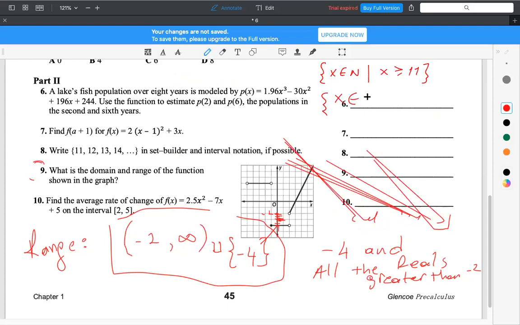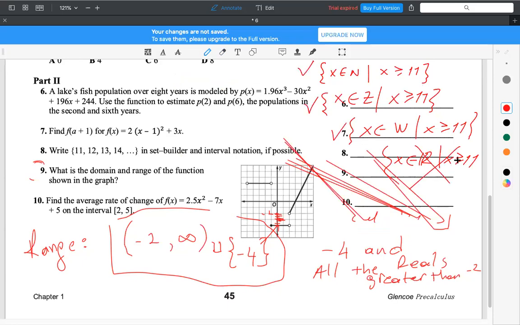Or x, element of integer numbers, x is greater than 11, finished. Or x, element of whole numbers, x is greater than 11, yes. But x, element of real numbers, x is greater than 11, no, I can't. This is acceptable, acceptable, acceptable, but this is not. What about interval? If the solution is not a real number, you cannot. It must be real to use interval notation. Is it okay now? Okay, sir, thank you.